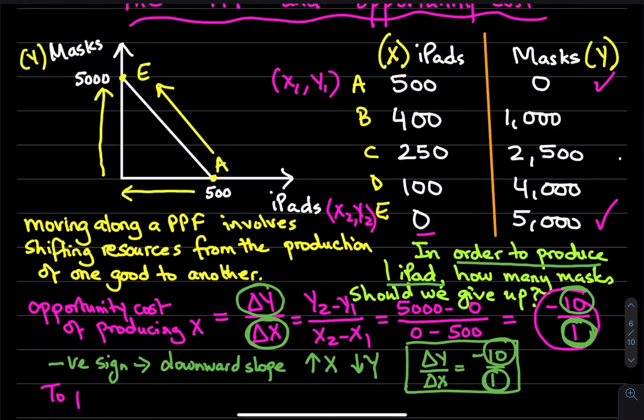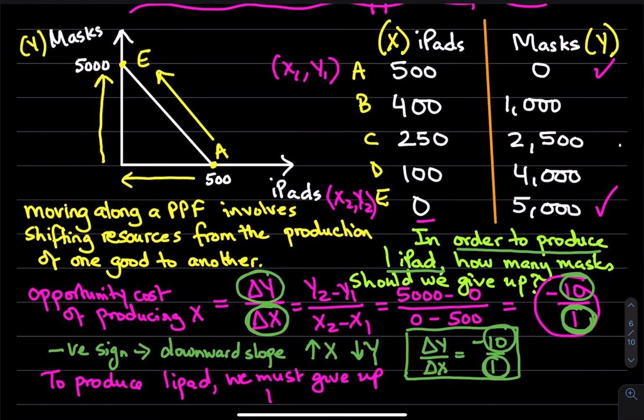Okay, so you might want to write this down. To produce one iPad, we must give up 10, or give up the production of 10 boxes of masks.